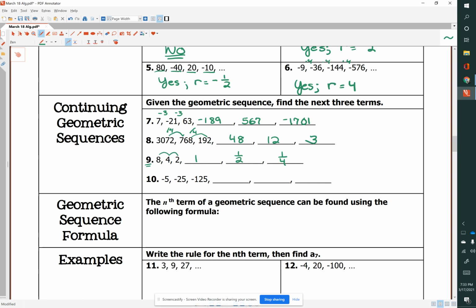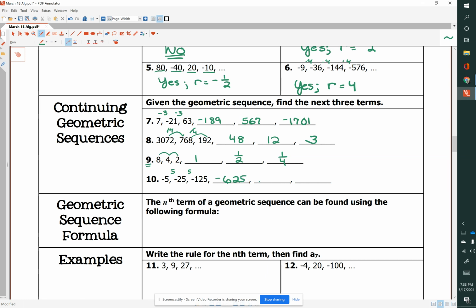And in number 10, we have -5, -125, -25, -125. So it looks like we're multiplying by a +5. -5 times +5 is -25. -25 times +5 is -125. If we multiply that by +5, we will have a -625.